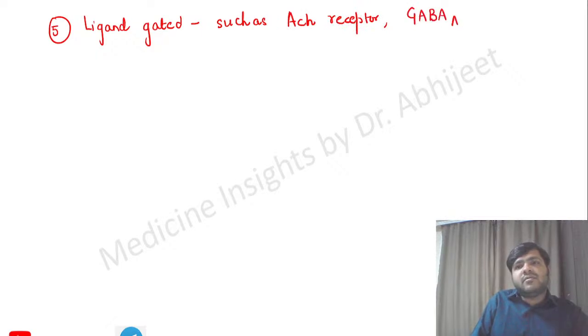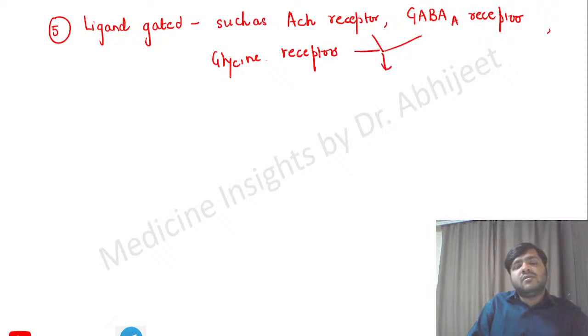Apart from that we have ligand gated channels, such as the acetylcholine receptor, GABA A receptor, and glycine receptors. And remember, all these ligand gated receptors are pentamers. They have five subunits, pentamers.